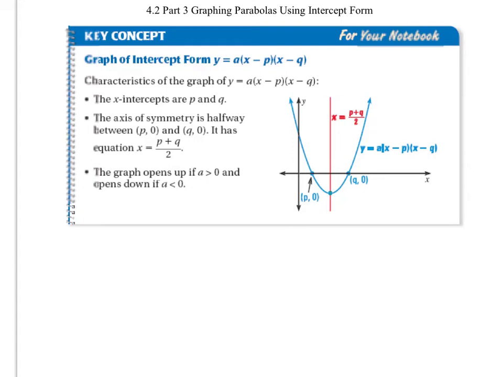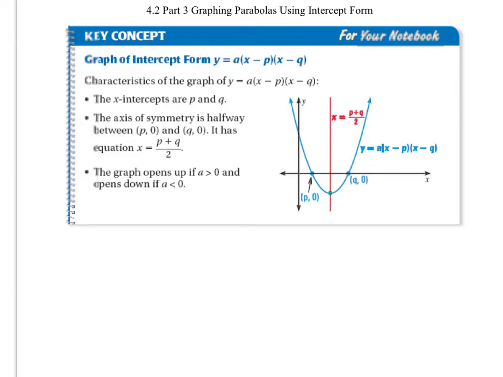Hi folks, today we're going to be graphing parabolas using intercept form. In the past we've used vertex form, and we've also used x equals negative b over 2a. This way is going to be a little bit different. We're going to be finding the intercepts, which is where the graph will cross the x-axis. There will be times where this doesn't happen, but for our intents and purposes right now it's going to.